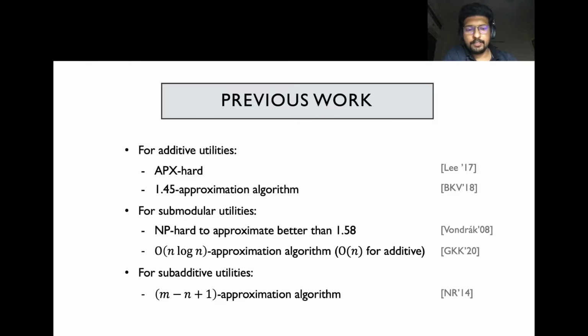To look at the previous results, for additive utilities, a 1.45 approximation was given by Barman et al. in 2018. For submodular utilities, we know from Garg et al.'s results that it's hard to obtain an approximation factor better than 1.58 for this problem. Garg et al. in 2020 gave an order n log n approximation for submodular utilities. And for subadditive utilities, only an m-n plus 1 approximation was known, which was given by Nguyen and Rothe in 2014.